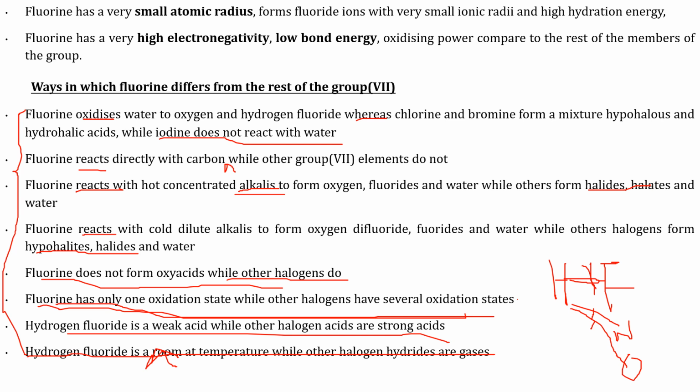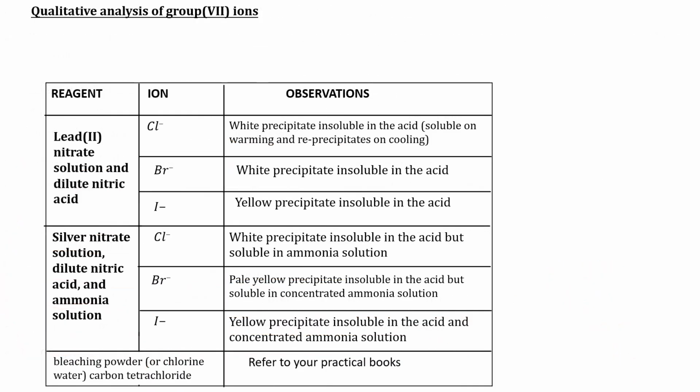Alright, let's proceed. So this is a supplement of some of the qualitative analysis of the group 7 ions. Qualitative analysis, I've told you, any question set for inorganic chemistry, we shall set it in a way that part A to part C is theory. Part D is going to always be practical, especially paper 2.